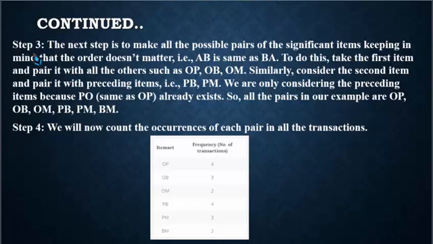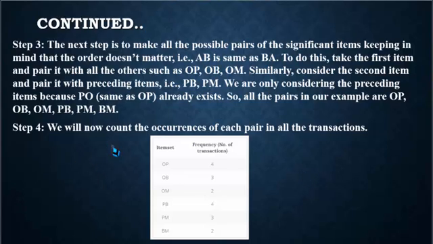For step 3, the next step is to make all the possible pairs of the significant items, keeping in mind that the order doesn't matter. That is, AB is the same as BA. To do this, take the first item and pair it with all the others, such as OP, OB, OM. Similarly, consider the second item and pair it with succeeding items. That is PB, PM. We are only considering the succeeding items because PO, same as OP, already exists. So all the pairs in our example are OP, OB, OM, PB, PM, BM.